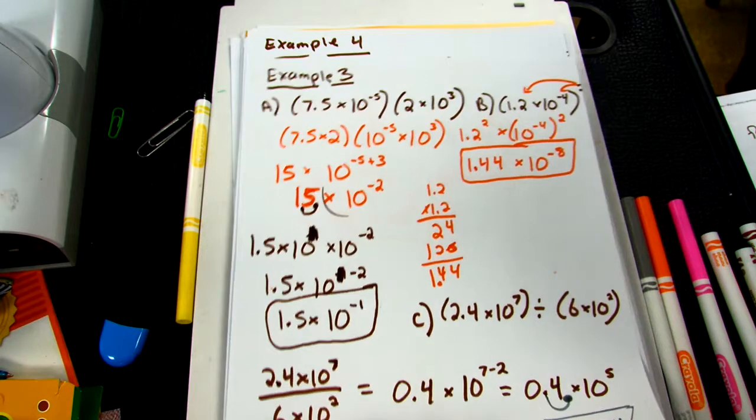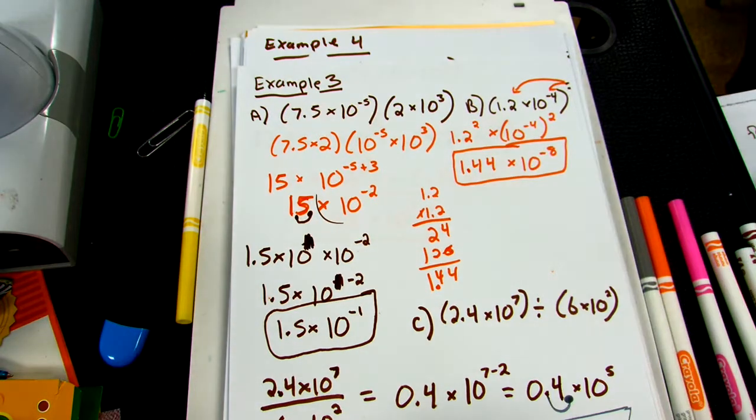All right, so last example, example 4. This is where we're going to add and subtract scientific notation. So most importantly is to think about like terms. x plus x is 2x. x squared plus 3x squared is 4x squared. We're just combining like terms.